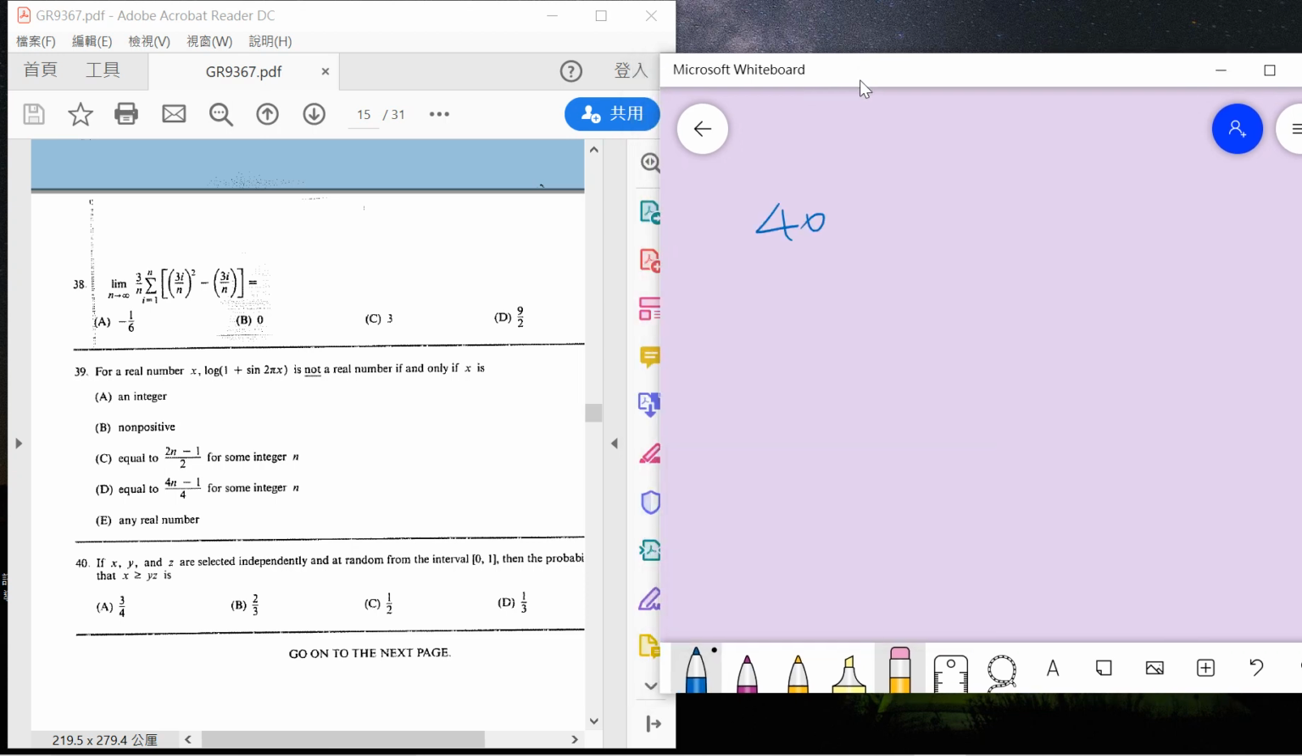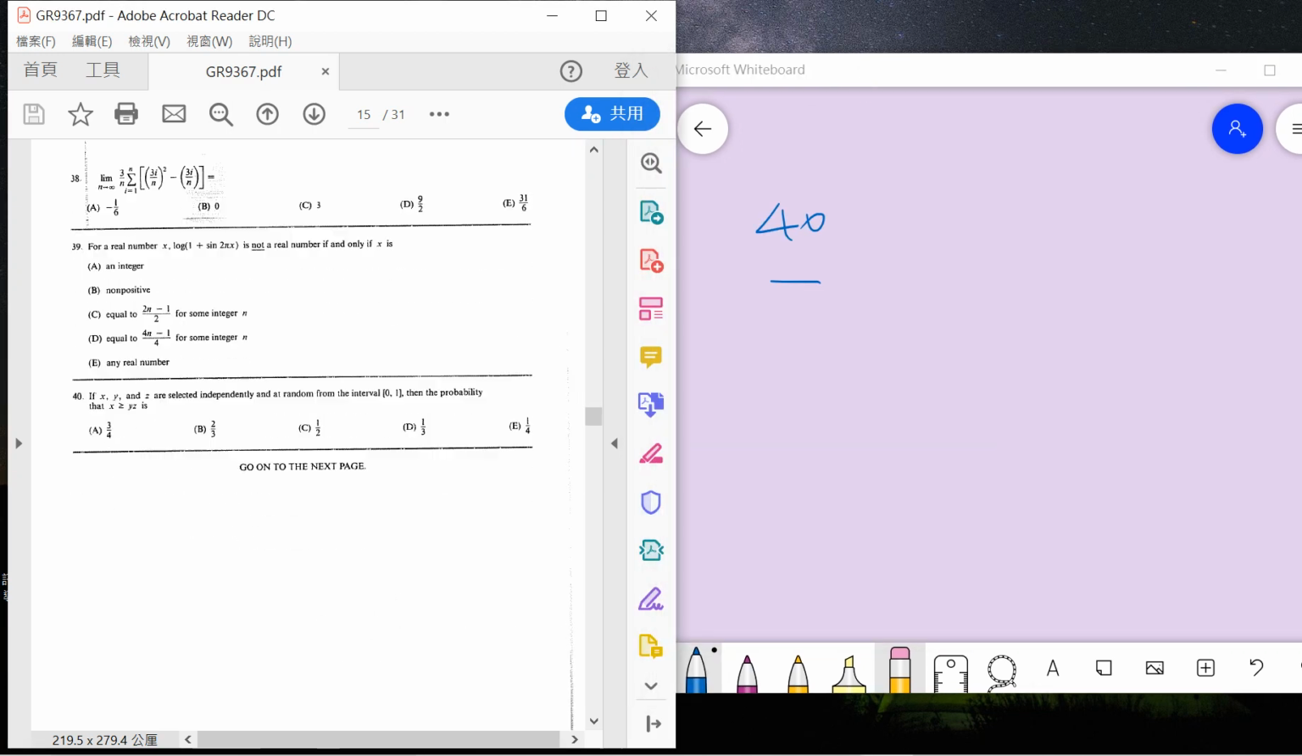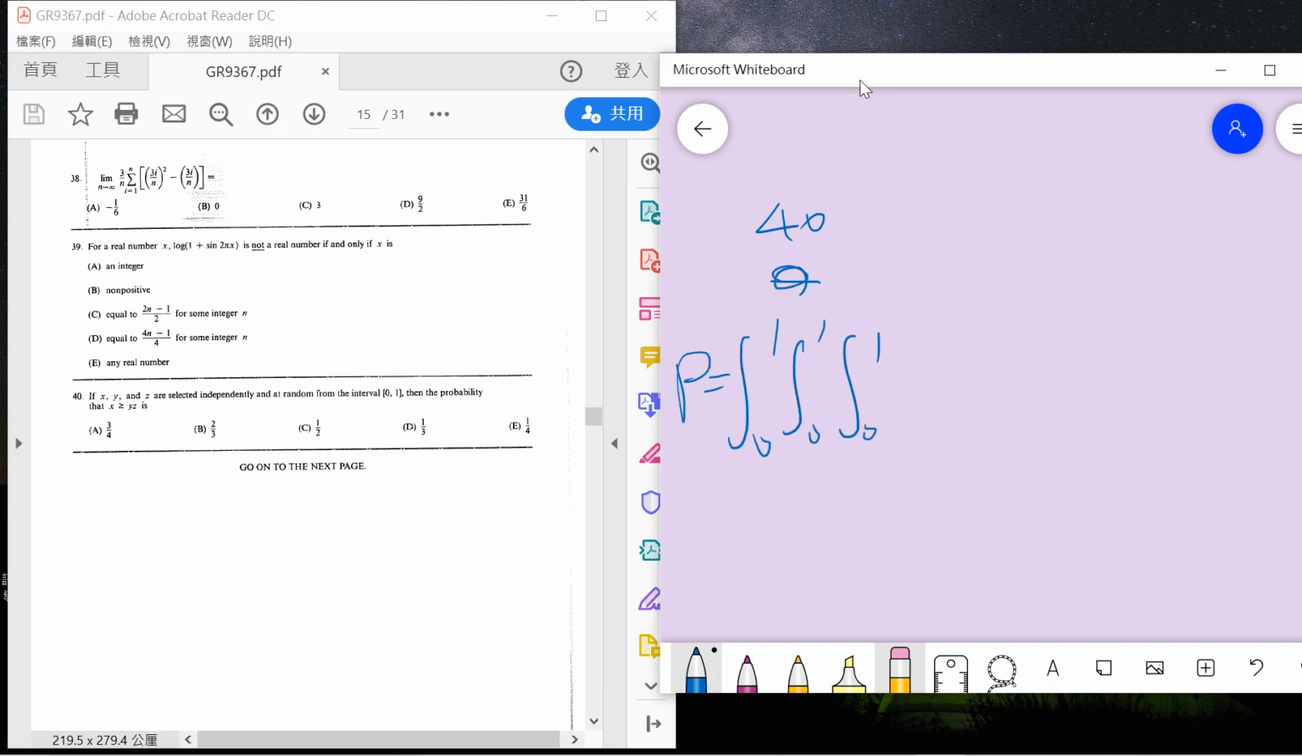Okay, so 40 is a standard question: x, y, and z are statistically independent and random from the interval, then find the probability that x is larger than y times z. So basically the probability is equal to the integral, which has non-vanishing value only when x is larger than yz, dz, dy, dx.